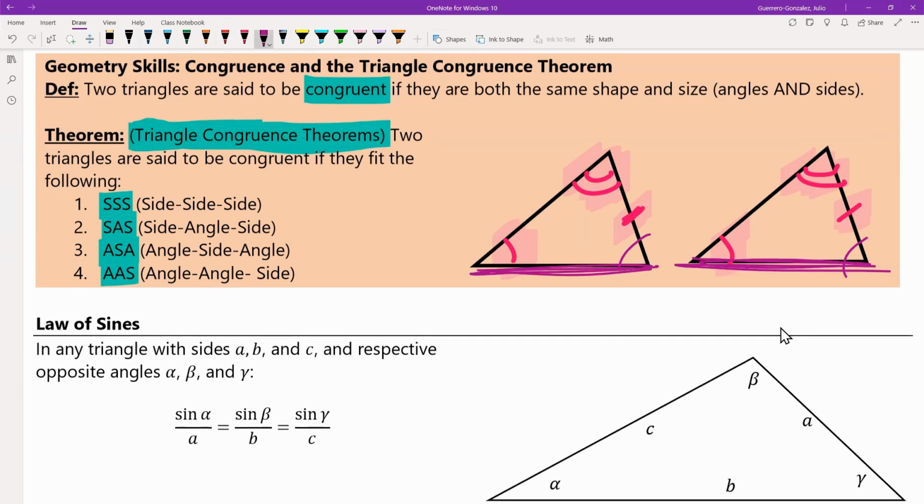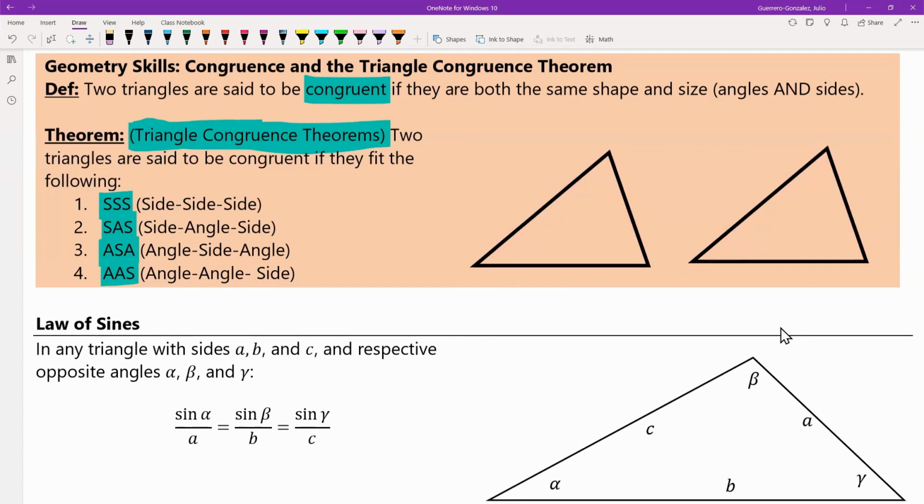Okay? So this is what it means to be congruent. These are the four big ones, at least, that you should remember from geometry. I'm just going to cover them here. I'm not going to require you to prove them, okay? Just know that these exist.